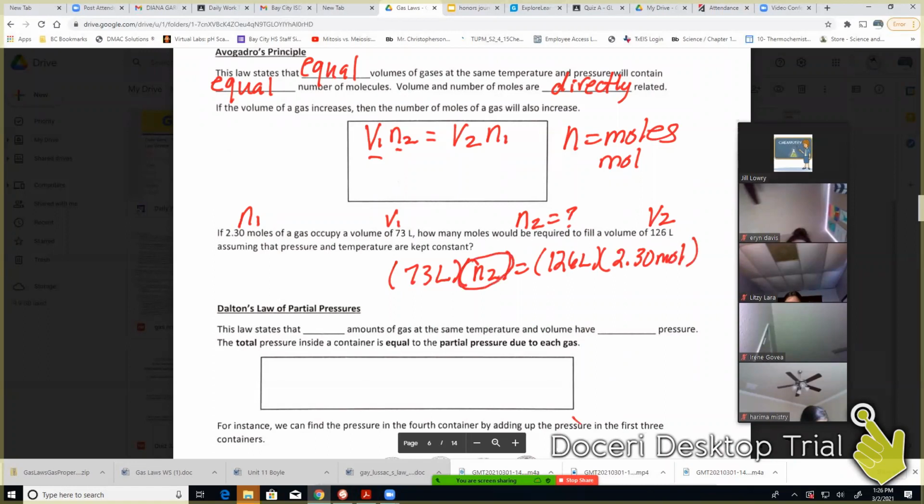I need to get my N2 by itself, so that means I'm going to need to divide each side by 73 liters. So that's what should go in your calculator. 126 times 2.30 divided by 73. And I think the 73 is going to be the least amount of sig figs, so your answer should only have 2 sig figs.